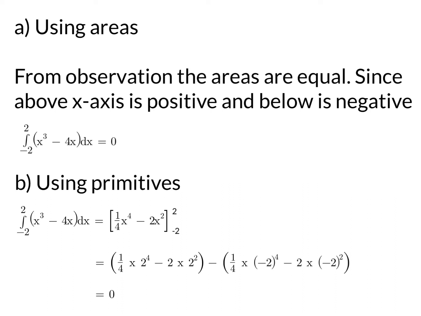Remember, raise your power, divide by your new power. So the first one, we get a quarter x to the 4 minus 2x squared between minus 2 and 2. So substituting in the 2 and then minusing the substituting into the minus 2. So we get a quarter of 2 to the 4 minus 2 times 2 squared minus a quarter times minus 2 to the 4 minus 2 times minus 2 squared. When you do that on your calculator, you get 0.